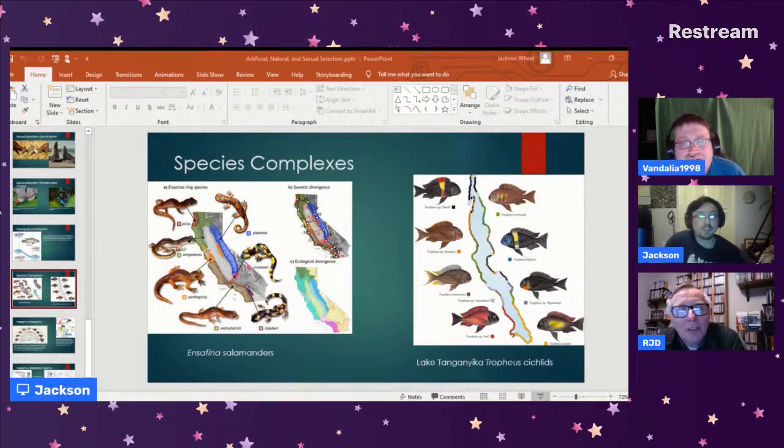Is that the Anolis lizard? Those are Ensatina salamanders. Ah, okay. So these are our California salamanders. This is an older example, and there's been more recent research. There was a Jerry Coyne posting, which a lot of creationists really jumped on. Oh, the ring species thing?